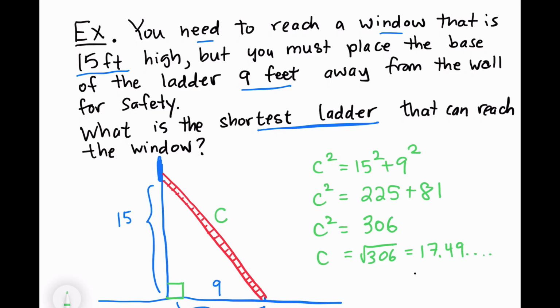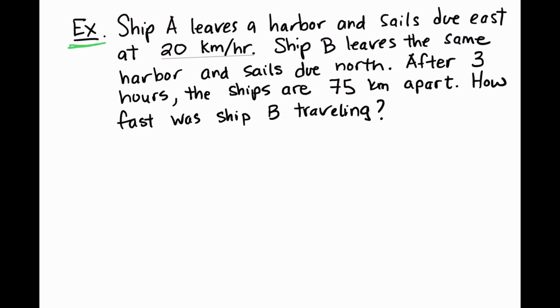17.49..., which, if I round this to 1 decimal place, since there's a 9 on the right, I'm going to add 1 to this guy. So this is about 17.5 feet. So that is the shortest ladder. Okay, just a couple more examples.